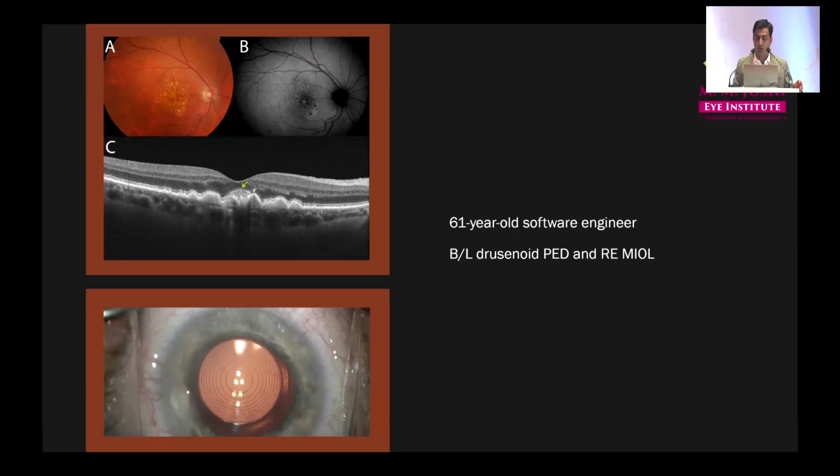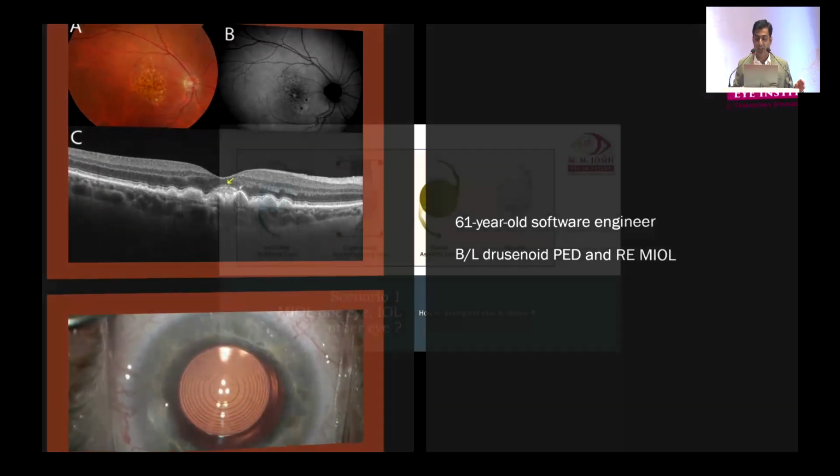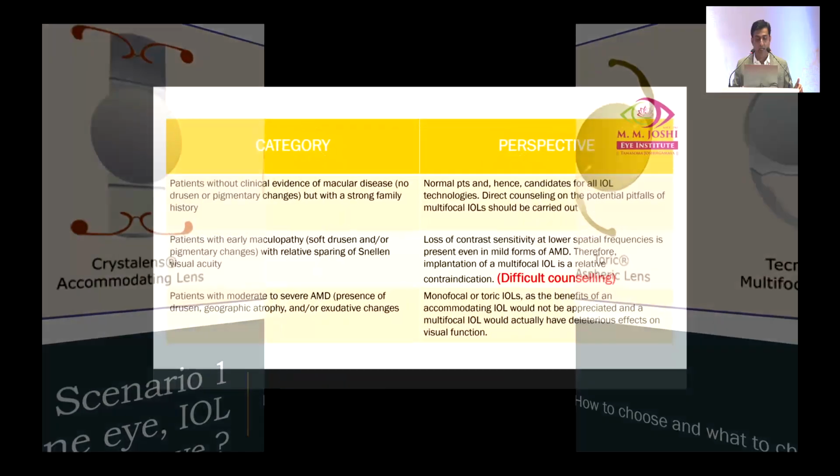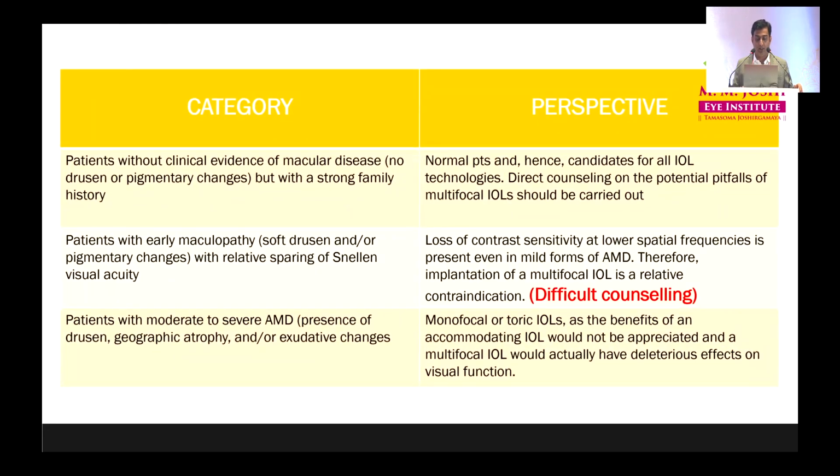One: a 61-year-old software engineer with bilateral drusenoid PED, right eye multifocal IOL. How to choose and what to choose? There is a plethora of IOLs already available in the market for the other eye. Patients with early maculopathy with pigmentary changes are difficult to counsel. However, in patients with moderate to severe AMD, with drusen, geographical atrophy or exudative changes, multifocal IOL is definitely a no, but monofocal or toric IOLs can benefit.